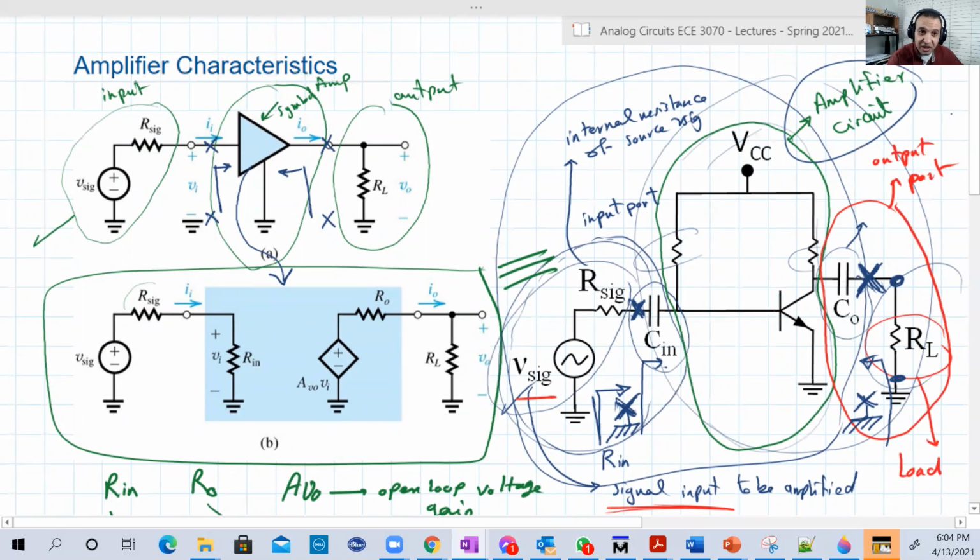Then starting from the next lecture, lecture 22, we're gonna go deep now into amplifier circuits and analysis of amplifier circuits.